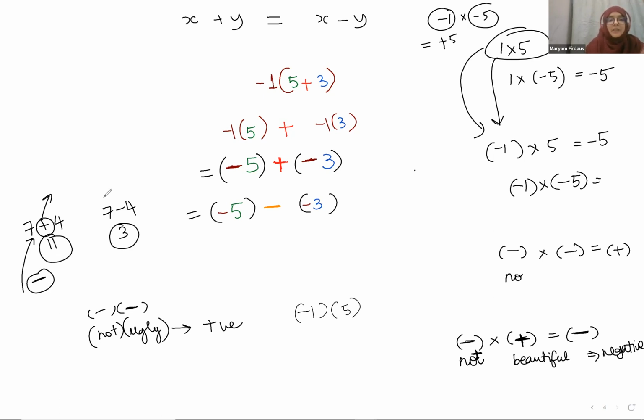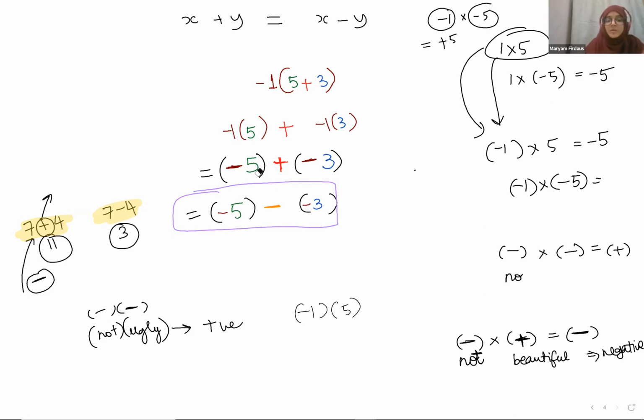Because in math, when we're talking about numbers, we're basically talking about values, right? The value of 7 plus 4 is very different from the value of 7 minus 4, because plus and minus are different operators. You can't replace one with the other, right? So now can you tell me whether this step of ours was correct or wrong? It was wrong.